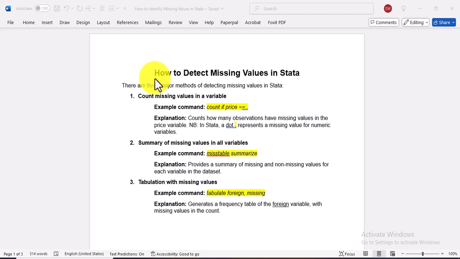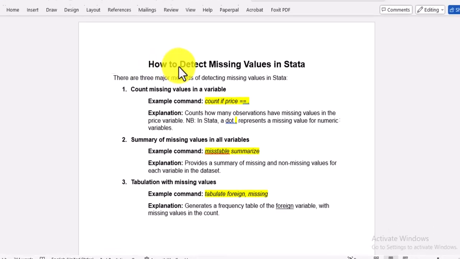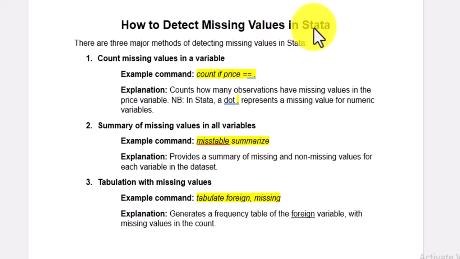In this tutorial, we shall discuss how to detect missing values in Stata. There are three major methods of detecting missing values in Stata. The first one is to count the missing values in a variable. If you have a variable, you can count the number of missing values.